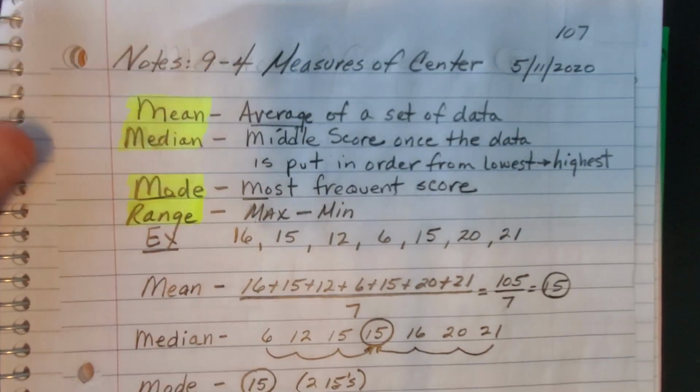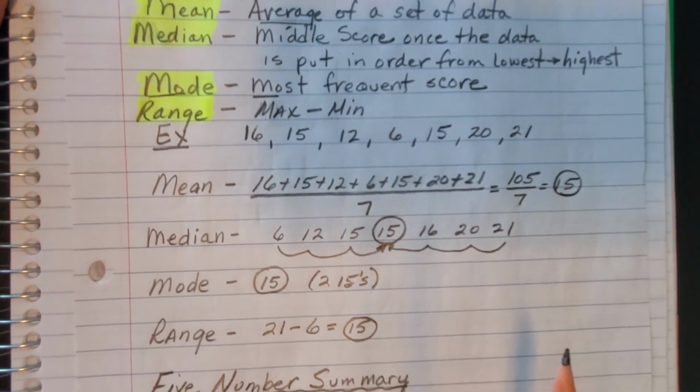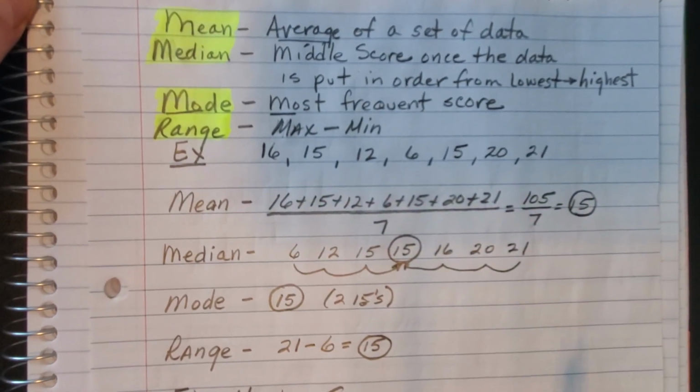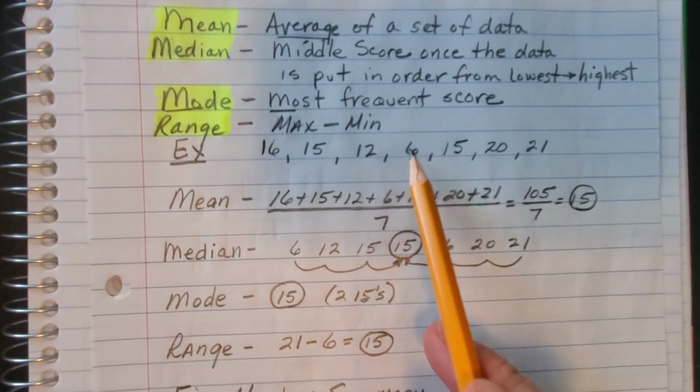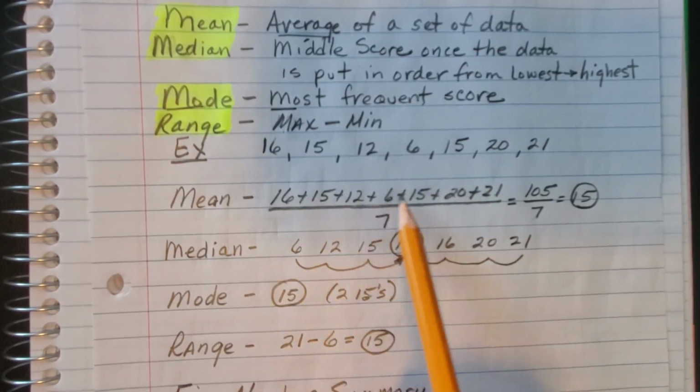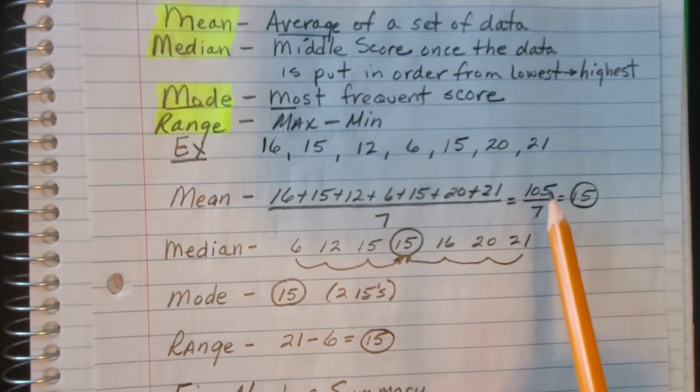So I'm going to do an example here. If you have those values: 16, 15, 12, 6, 15, 20, and 21. If we do the mean, we add them together, get an answer, then divide by 7.